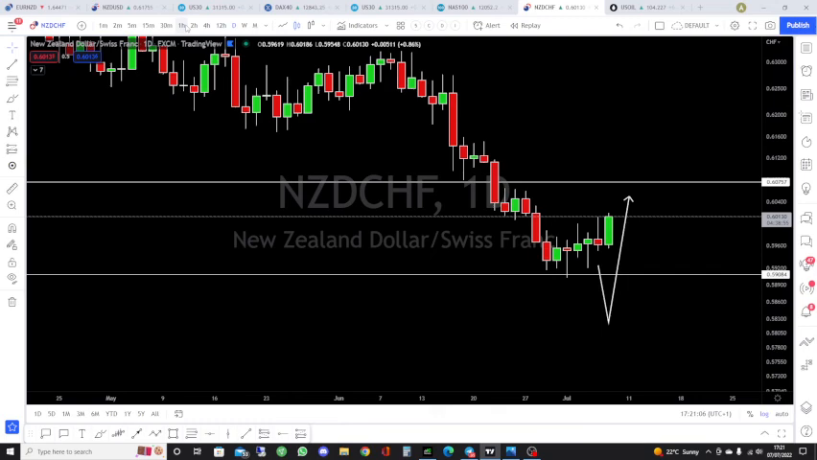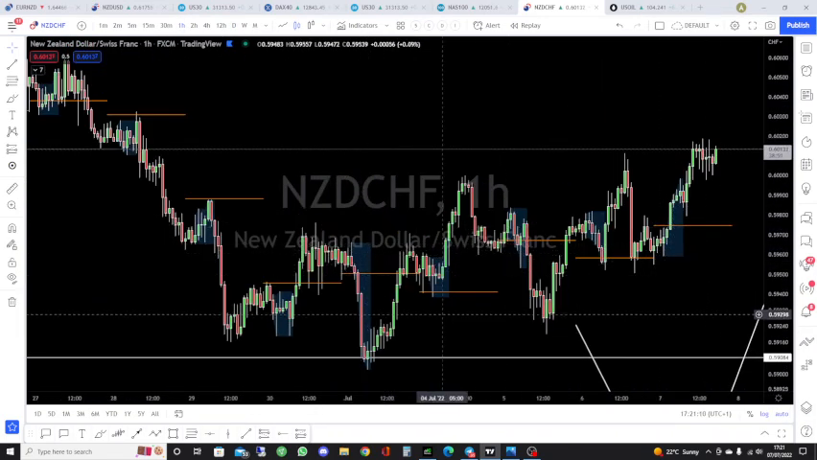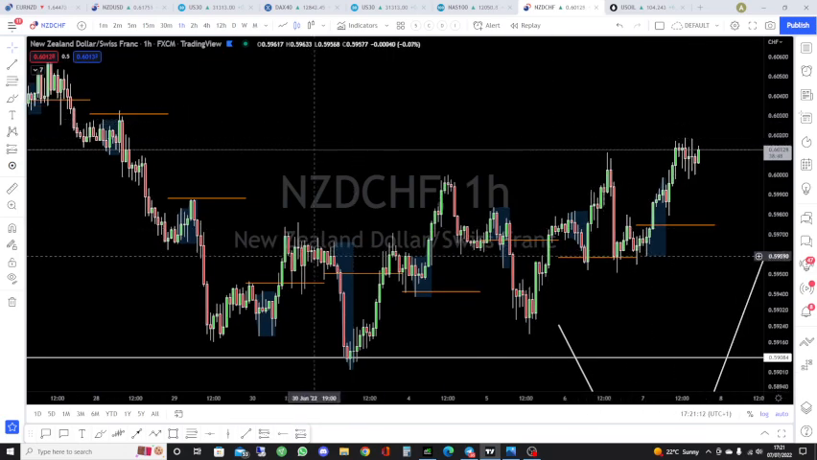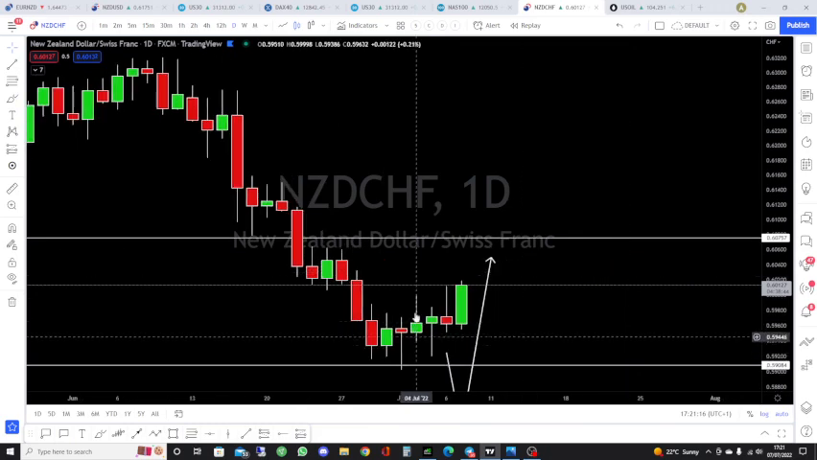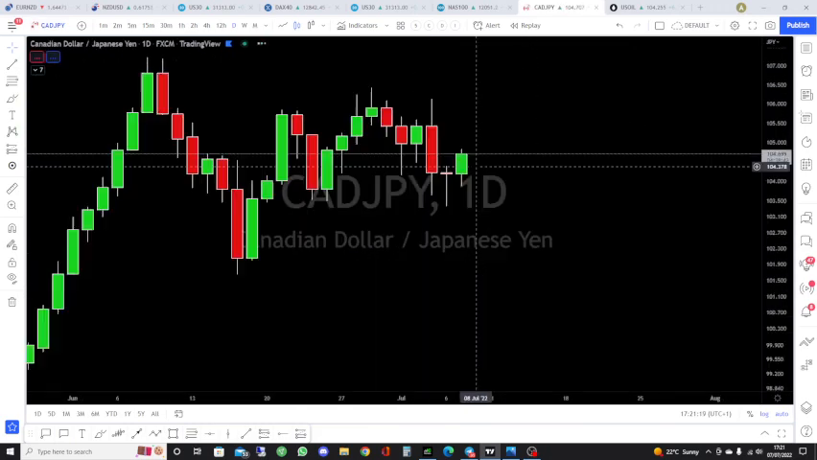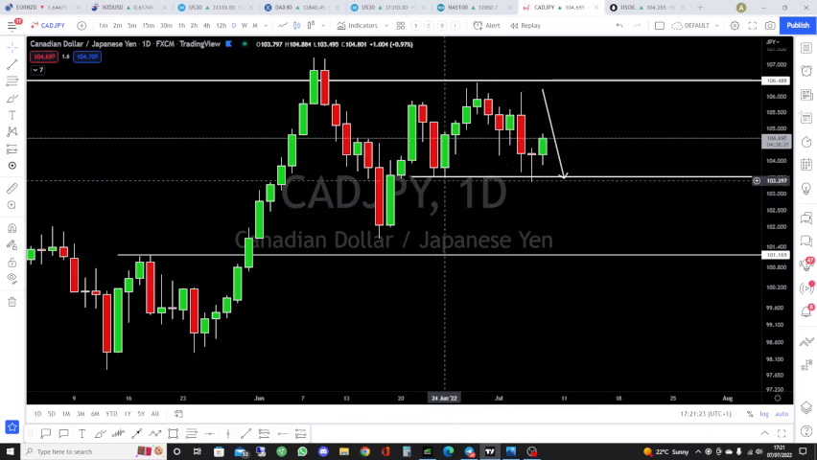If you go on the 1 hour, there are many places where you can take trades, and you can see the market direction is only up. From here, this is where the market wants to go. And I had this mapped out even before the trades started going that way. CAD JPY. Yeah, there's a level here.